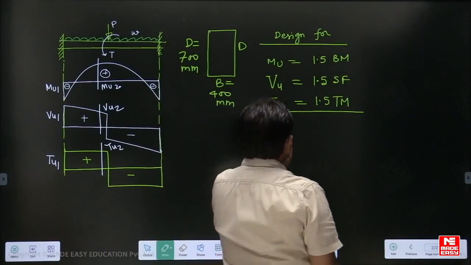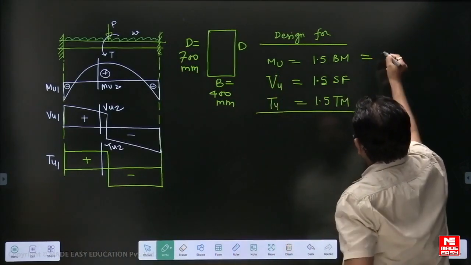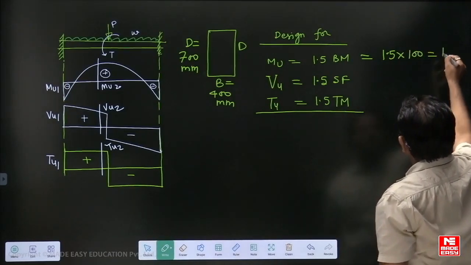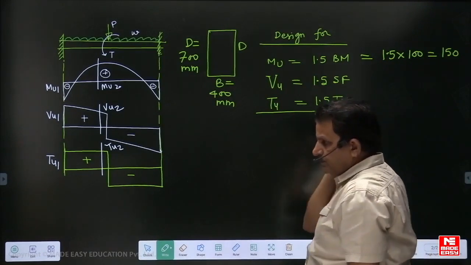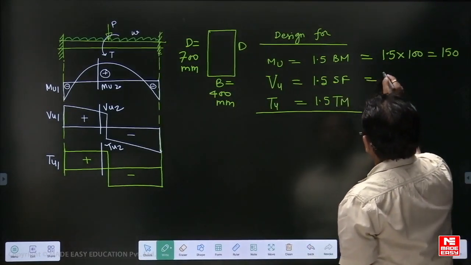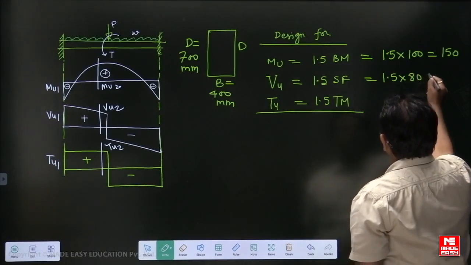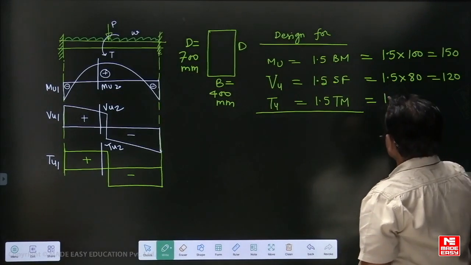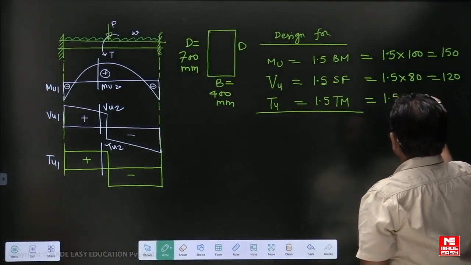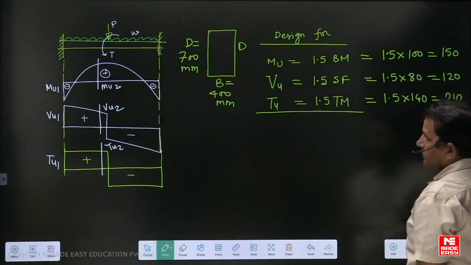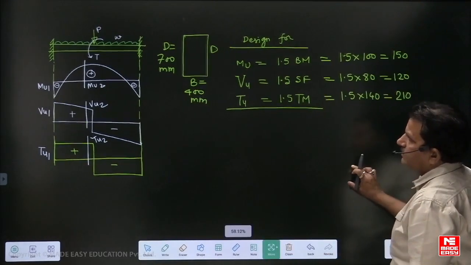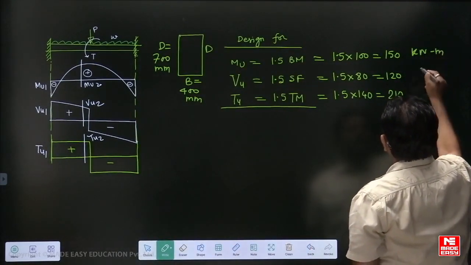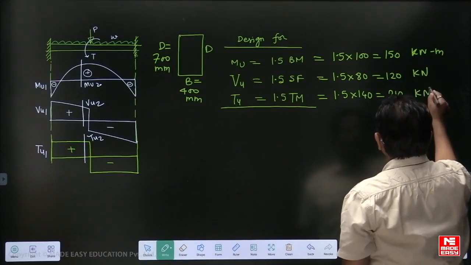What will be the MU value? This will be 1.5 times the bending moment of 100, so this will become 150. Shear force is 80, so this will become 1.5 times 80, which is 120 kilonewton. And torsional moment is 140, so it will become 1.5 times 140, which is 210 kilonewton meter. Let's write down the units also: kilonewton meter. This is in kilonewton and this is again in kilonewton meter.